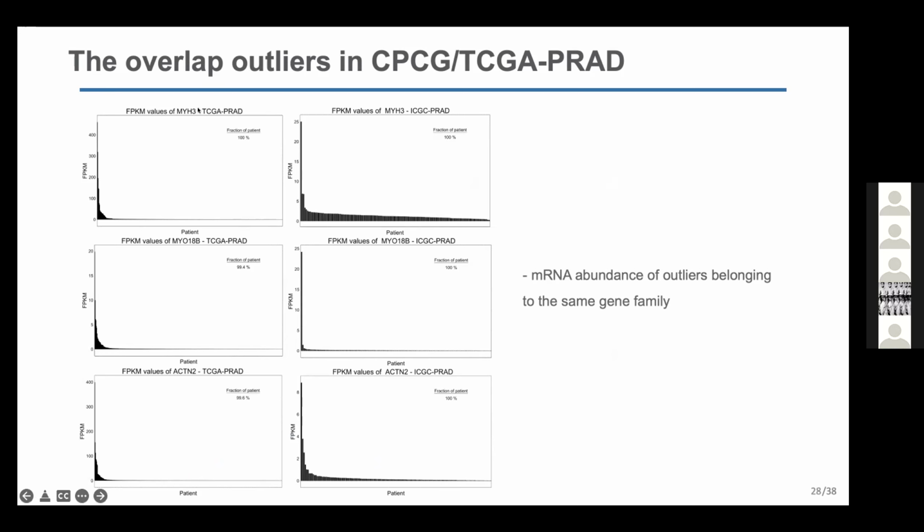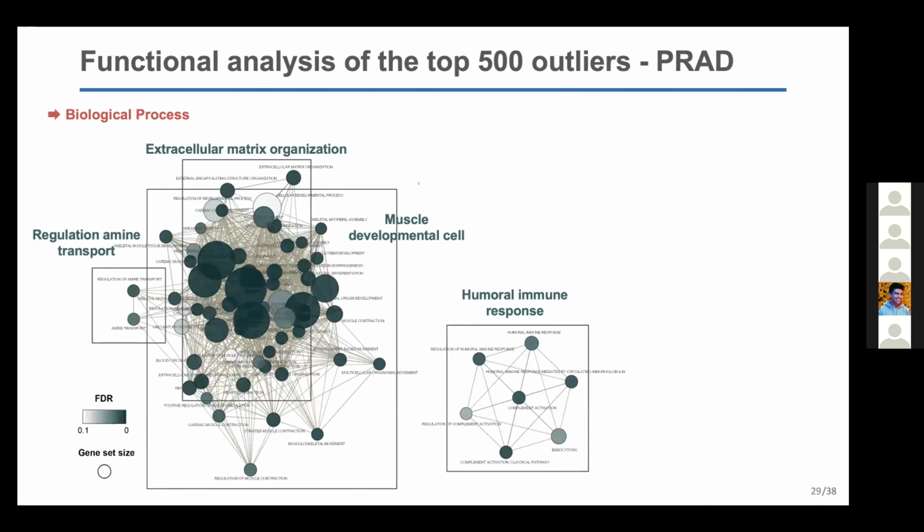Here is a myosin heavy chain, and myosin is an actin-related gene. So the mRNA abundance of outliers belongs to the same gene family, which I think means these outliers did not show up randomly. They might relate to some specific pathway or biological process in prostate cancer. So I checked the functional analysis of these outliers, and interestingly, most of them are enriched in muscle developmental terms. So I thought they might be related to some infiltration or invasion of the neighboring tissue. So I think this will be an interesting study.